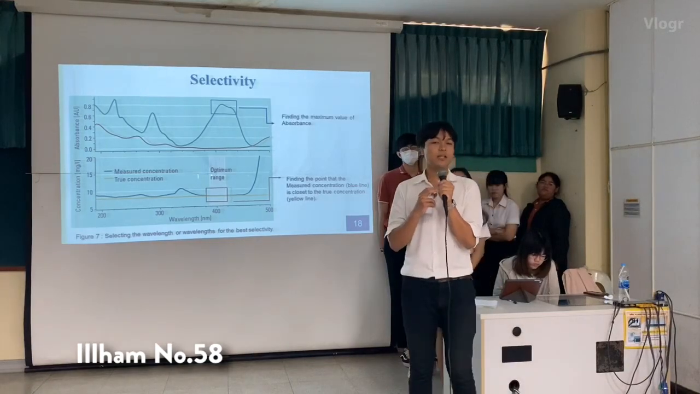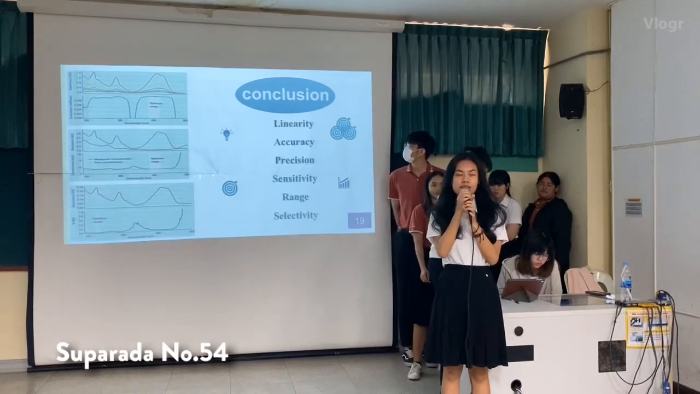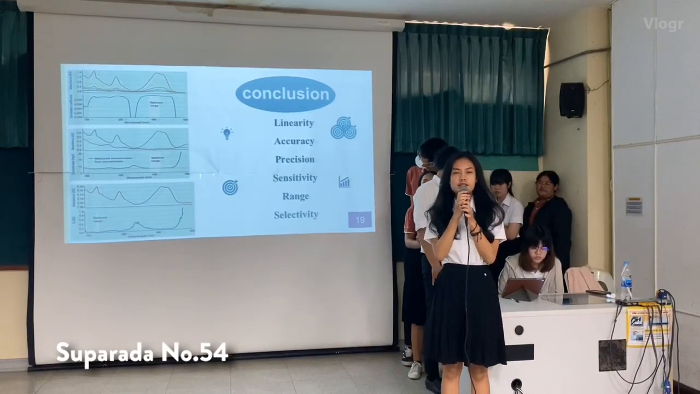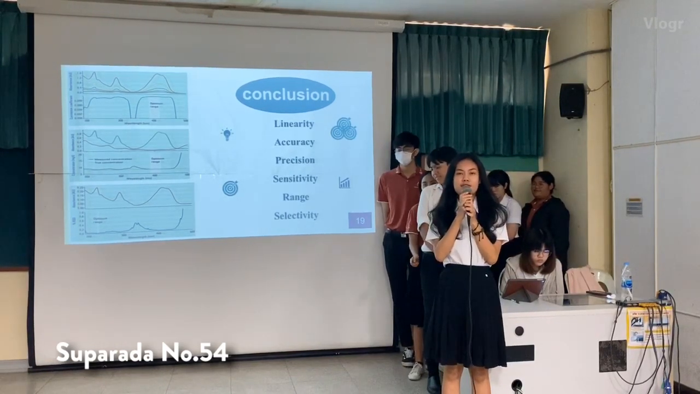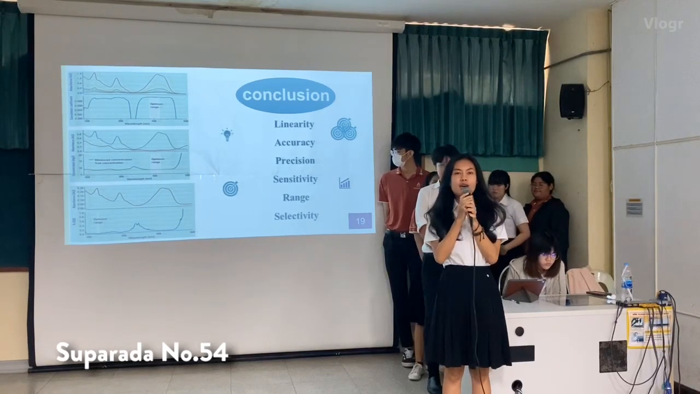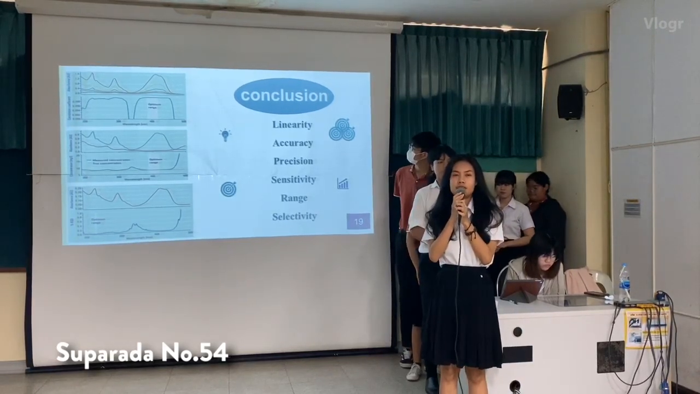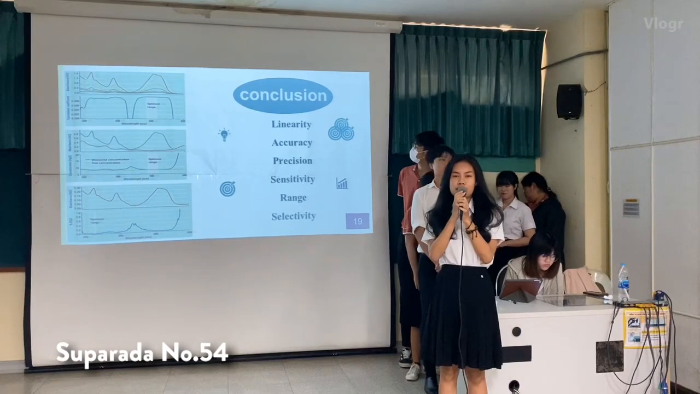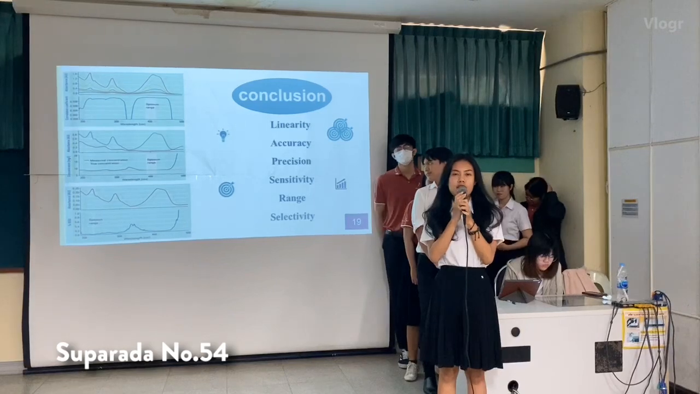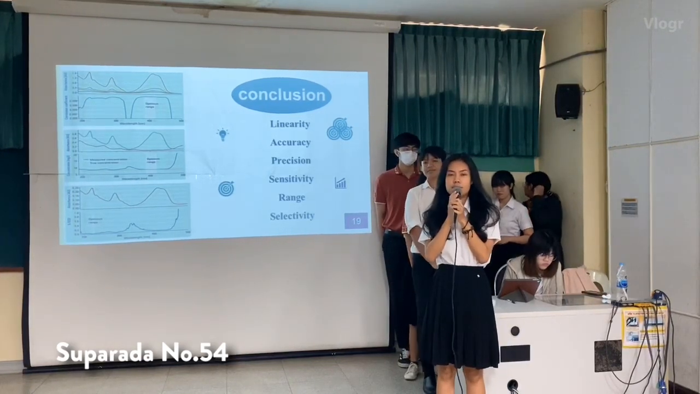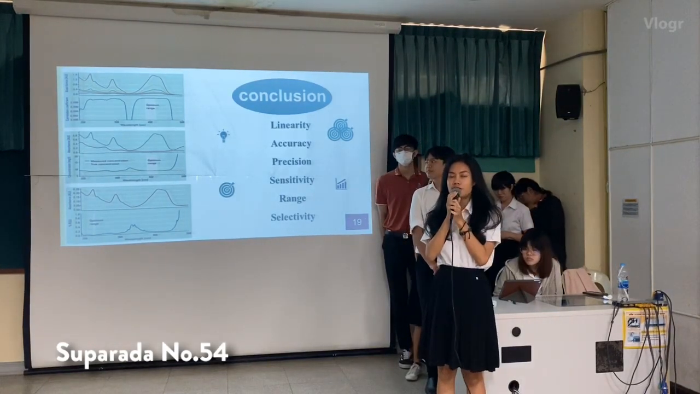So we move on to the conclusion. Well, to summarize, all the parameters that I mentioned before, such as linearity, accuracy, precision, sensitivity, range, and selectivity, we should consider all parameters together. We can use these parameters to determine the appropriate wavelength range in an experiment or analysis. Finally, for the experiment results, let's bring our presentation to the end.